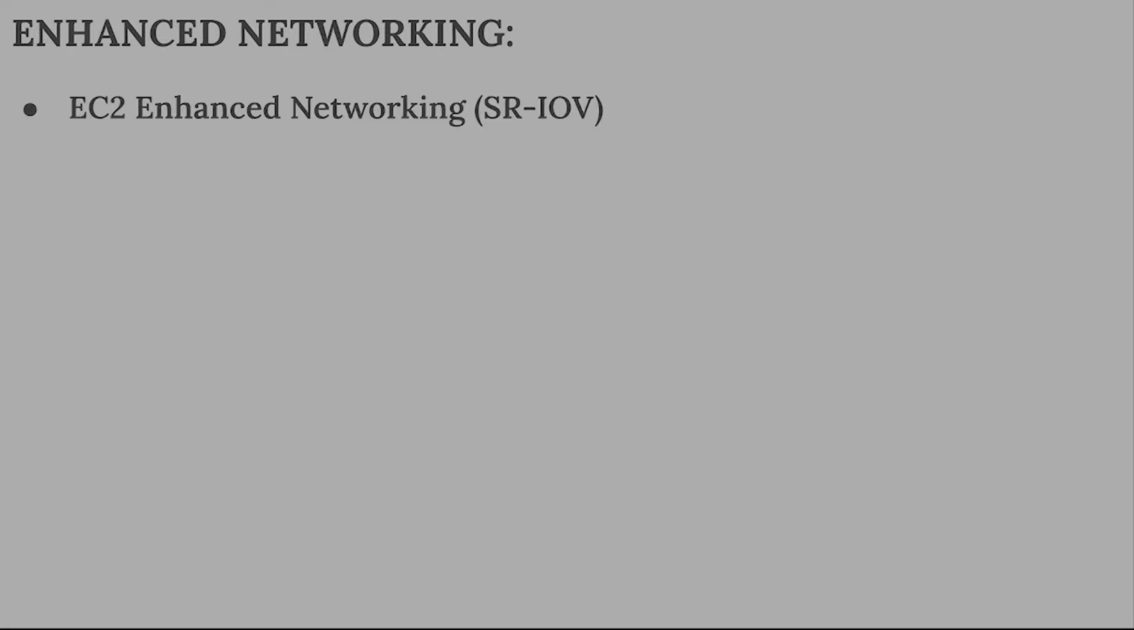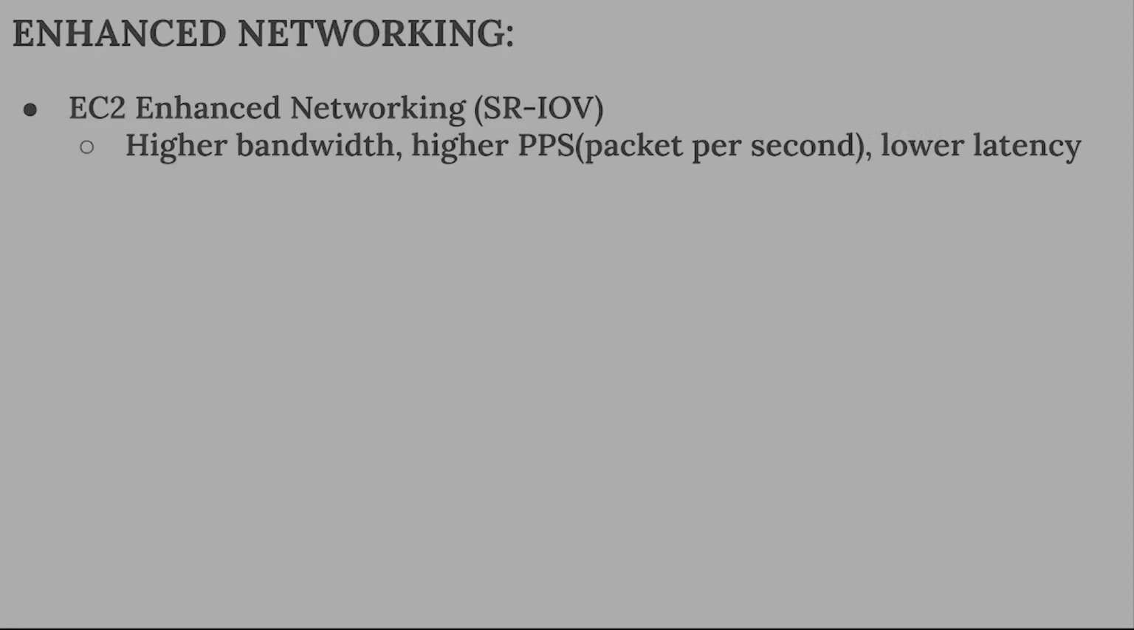Okay, let's talk about enhanced networking now. It is another way for us to get better networking performance for our EC2 instances. The type is EC2 enhanced networking, SR-IOV. It gives us higher bandwidth and higher PPS, packets per second, with a lower latency. And this is something that can come in the exam.